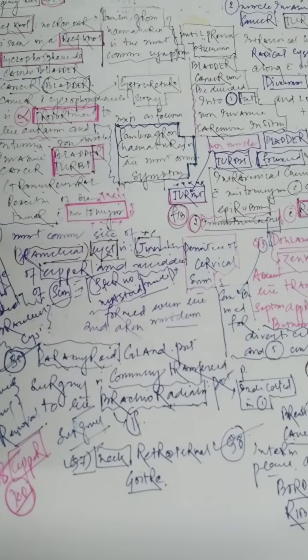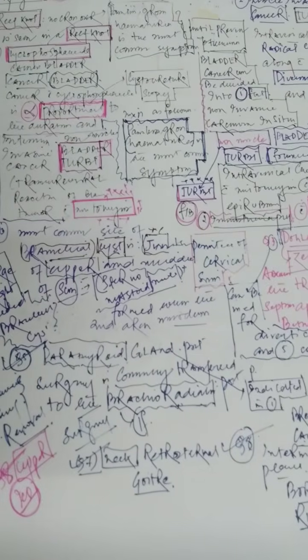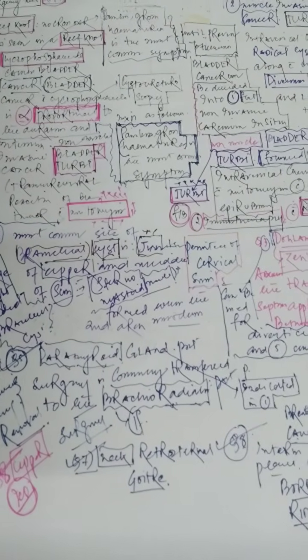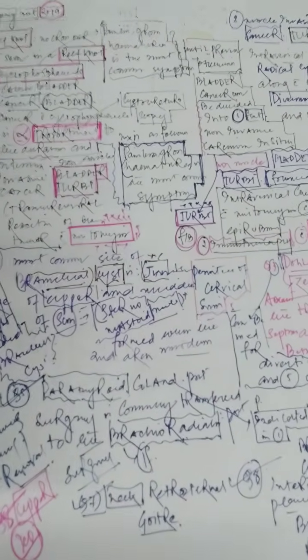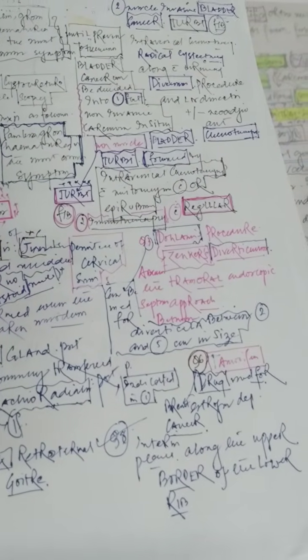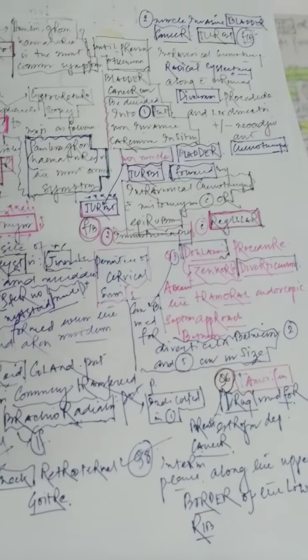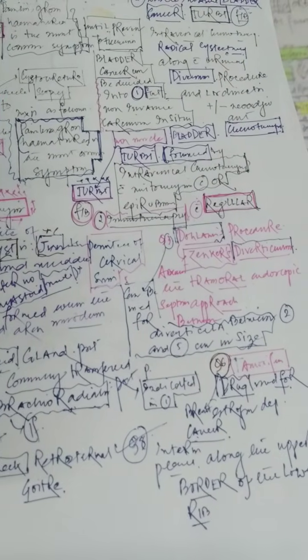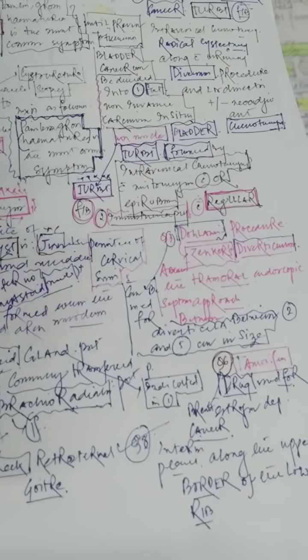So the parathyroid gland after surgery is commonly transferred to the brachioradialis. In case of retrosternal goiter, the incision is given through the neck. Now, along the upper border of the lower rib, right? So along the upper border of the lower rib, the intercostal drainage is placed.